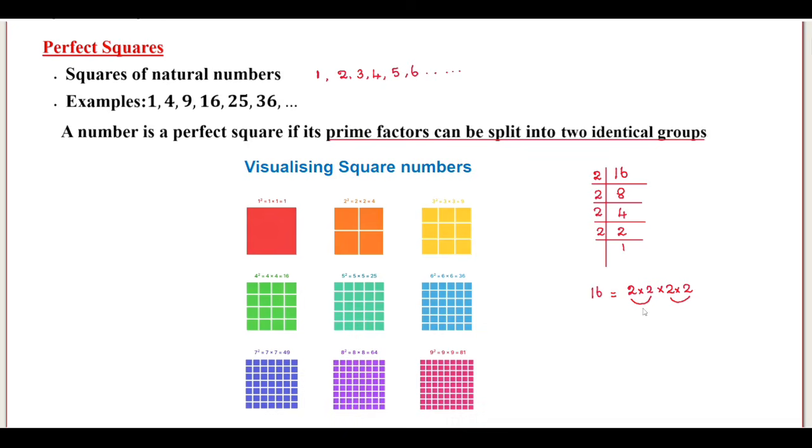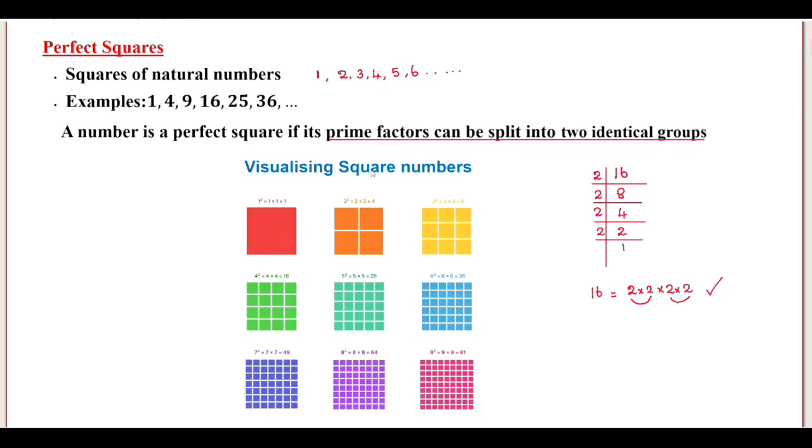If it doesn't have a pair, or if we are not able to make two identical groups, then it's not a perfect square number. You can check it for other numbers. If it can be split into two identical groups, it's a perfect square number. Otherwise, it's not. So 16 is a perfect square number.